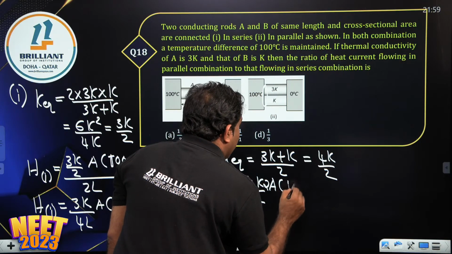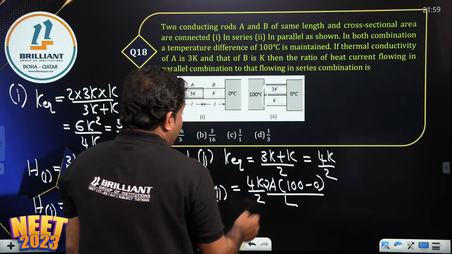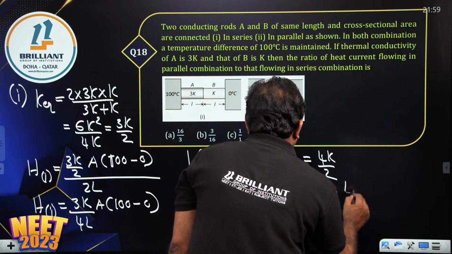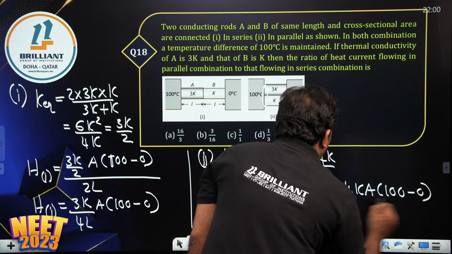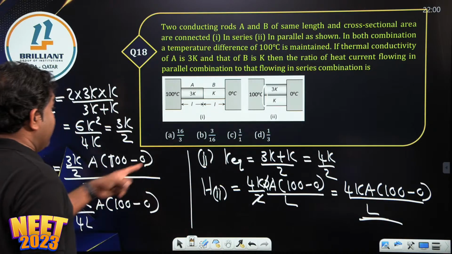Then 100 minus 0. Length is the same. So here, this 2 and this 2 cancel. So we are getting 4KA into (100 minus 0) divided by L. Actually that is H second.